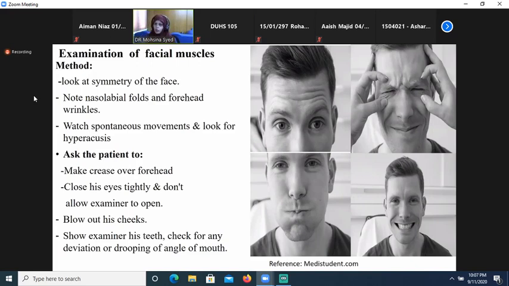Now, the importance of the facial nerve is that we have to check whether the whole side of the face is weak, or only the upper face is spared and the lower is involved. If the whole face, upper and lower, is involved, this is known as lower motor neuron type facial palsy. But if only the lower face is involved and the upper face is spared, this is known as upper motor neuron type facial palsy. So you have to check for the deficit, and you also have to establish whether the weakness is upper motor neuron type or lower motor neuron type.